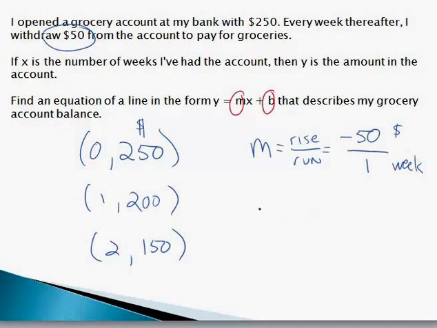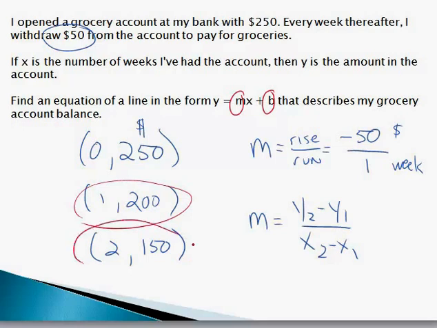You can also do that with the slope formula. Since we were able to figure out a couple points on the line, if you plug those in, you should also get the value of the slope at -50. Okay, so now I can answer my question: y equals 250 minus 50x.